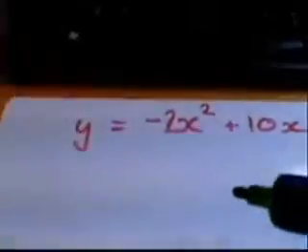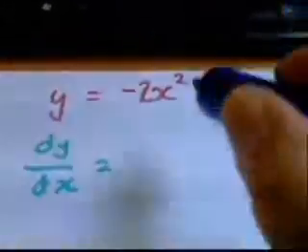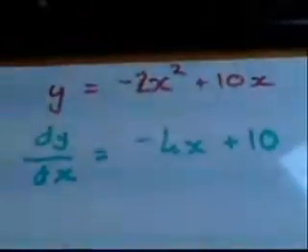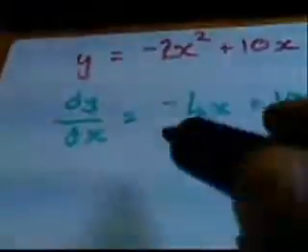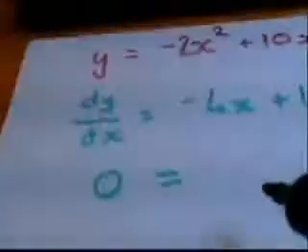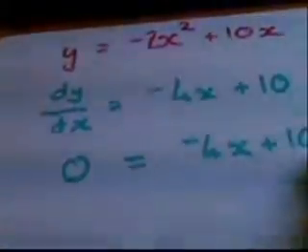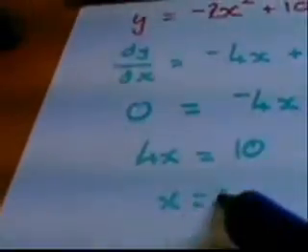So hopefully your solution looks something like this. When I differentiate it, dy dx equals minus 4x plus 10. I'm trying to find out where the gradient is 0. It's called a stationary point. So I'm going to set my gradient to be equal to 0. dy dx is the gradient, don't forget. So 0 equals minus 4x plus 10. Simple equation. 4x equals 10, x equals 2.5. Important information.